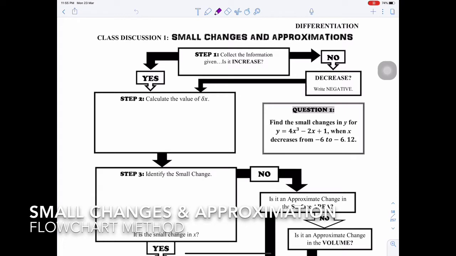This time we will go into the topic Small Changes Approximation, another subtopic of differentiation, by using the Flowchart Method. Okay, so now we are going to use class discussion 1.